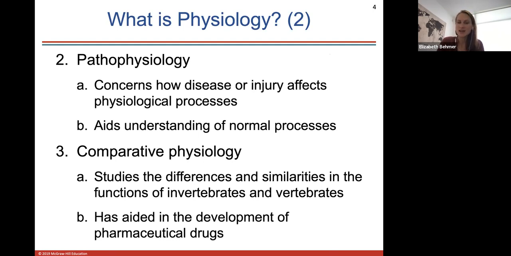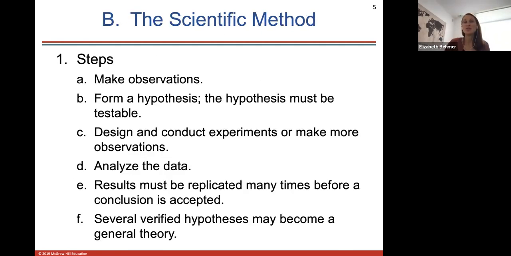And comparative physiology would look at the differences and similarities in the functions of invertebrates and vertebrates. So you can kind of compare two species with each other to learn about physiology in general too. And this has aided in the development of pharmaceutical drugs, especially testing a drug, for example, on lab animals.